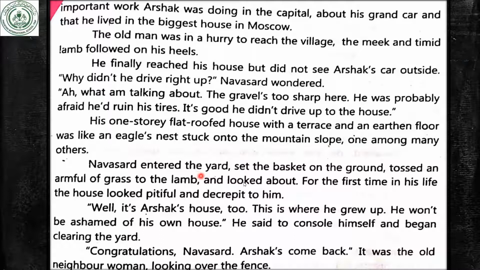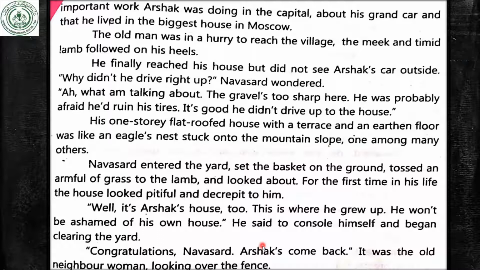Navasad entered the yard, set the basket on the ground, tossed an armful of grass to the lamb, and looked about. For the first time in his life, the house looked pitiful and decrepit to him. Now, while it's Ashik's house too, this is where he grew up. He won't be ashamed of his own house, he said to console himself, and began clearing the yard. Congratulations, Navasad, Ashik's come back. It was the old neighbor woman looking over the fence.